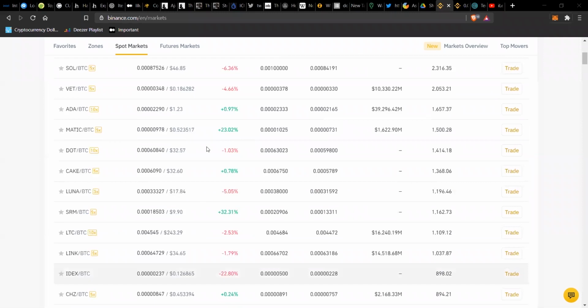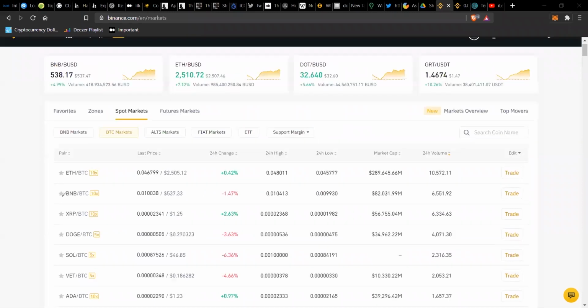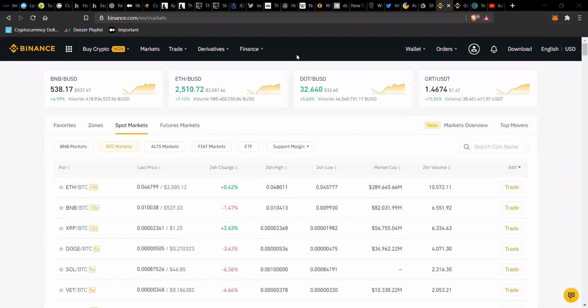Like I explained earlier on, this is the trading pair. This is what this is traded against. ETH traded against BTC, meaning I am buying ETH with Bitcoin. Then this is the price. This is the dollar value, and this is the price of one ETH in Bitcoin. Then this is the 24-hour change, meaning in the past 24 hours this coin has increased by 0.12%.